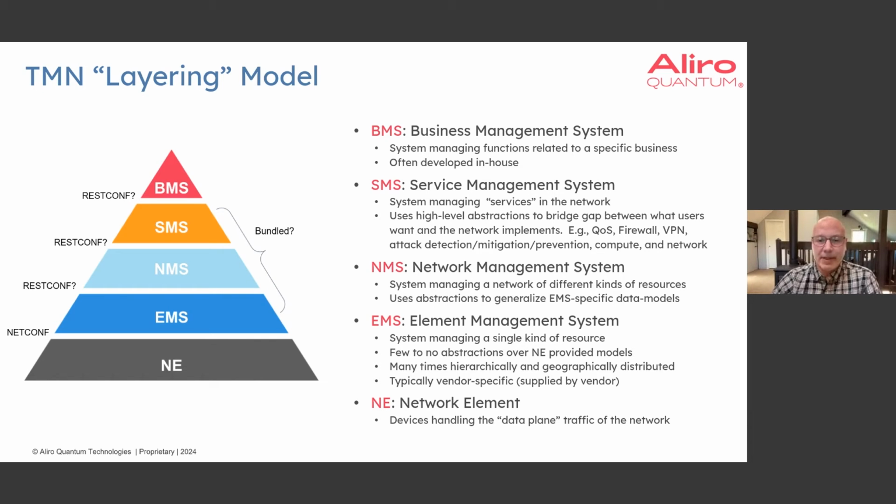And lastly, there's the network elements. These are the devices handling the data plane traffic of the network. In classical networks, the data plane would be IP. In quantum networks, the data plane is light or free space, fiber.